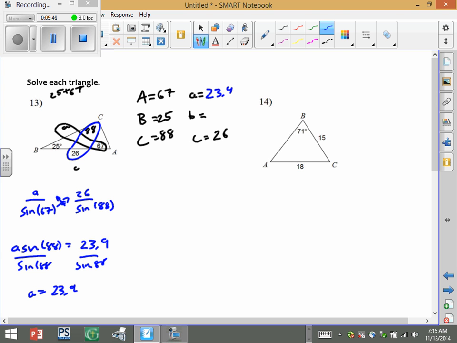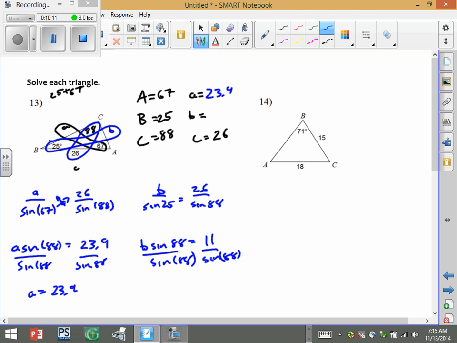And then we could go get side B now. So B over the sine of 25 equals 26 over the sine of 88. And so again, B sine 88 equals 26 times the sine of 25, which is essentially 11. Divide both sides by sine of 88. Close my parentheses over there. And we realize that b equals 11. And again, biggest angle is 88, biggest side is 26, smallest angle 25, smallest side 11. So that puts us in the right place.